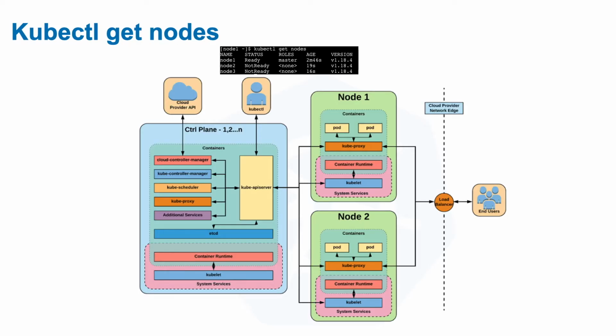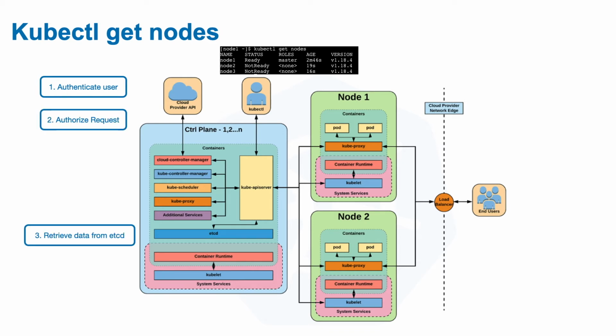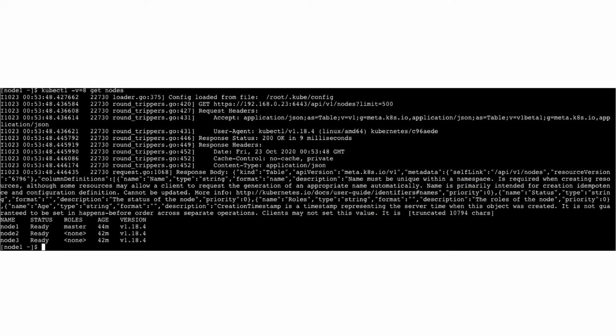When you run the command kubectl get nodes, kubectl converts it into an API call and sends it to Kube API Server. Kube API Server authenticates the user, authorizes the request, retrieves data from etcd, and returns it to you. You can look into the details by adding -v=8, and you'll see that there is a request made to the API server, and a response received from the API server.